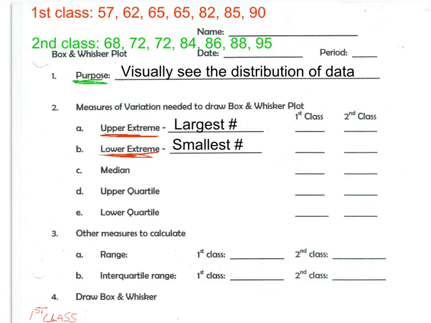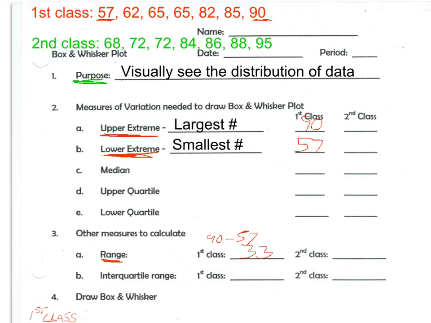Now that's real easy. Think of it, extreme means something that's to the very top or to the very bottom. So we'll say upper extreme is the largest number, and if I look at the first class, that's just 90. The lower extreme is the smallest number. So for the first class, it's 57. If you subtract the extremes, it would give you the range. So I'm going to do, really for the first class, 90 minus 57. And that would give me 33.